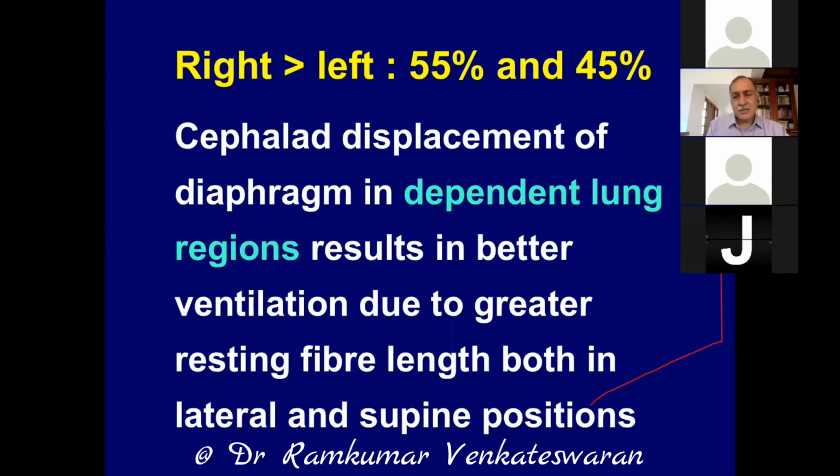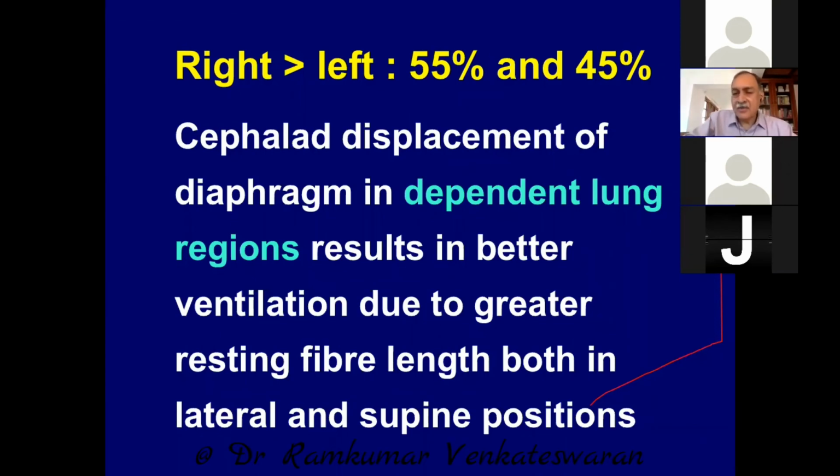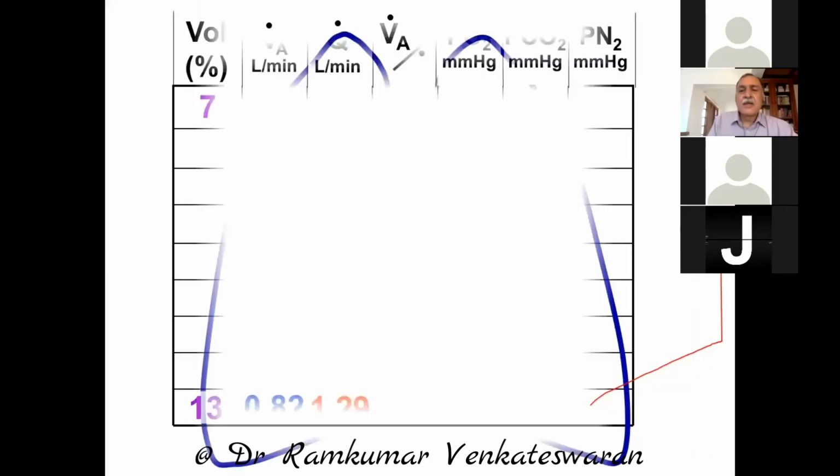And that's what is summarized in this particular slide here. It says cephalad displacement of the diaphragm in the dependent portions of the lung results in better ventilation due to greater resting fiber length. And that is irrespective of the position of the lung, which is definitely the reason why we think of prone position ventilation and things like that in ICU to improve ventilation to those parts of the lung that were lying dormant for some period of time. I'm just trying to relate physiology to pathophysiology so that, as we go along, we understand why we are doing certain things in anesthesia, and that definitely makes our practice of anesthesia and intensive care much more scientific.